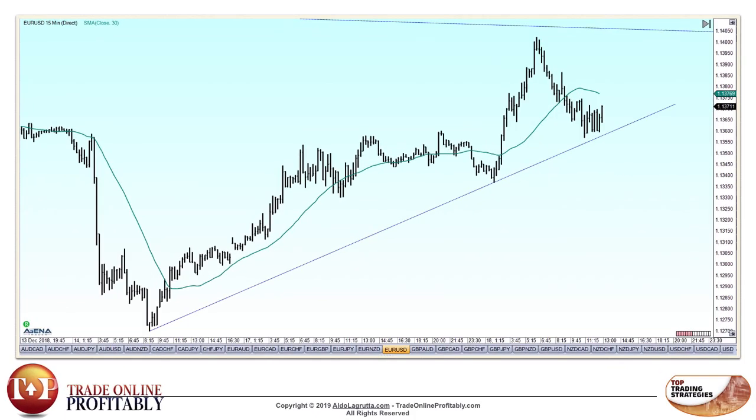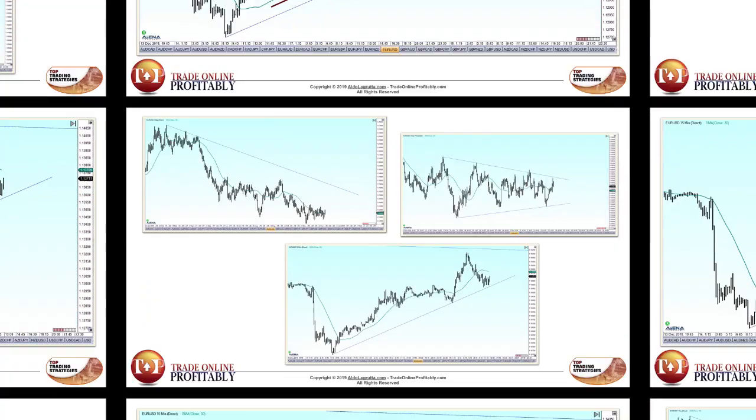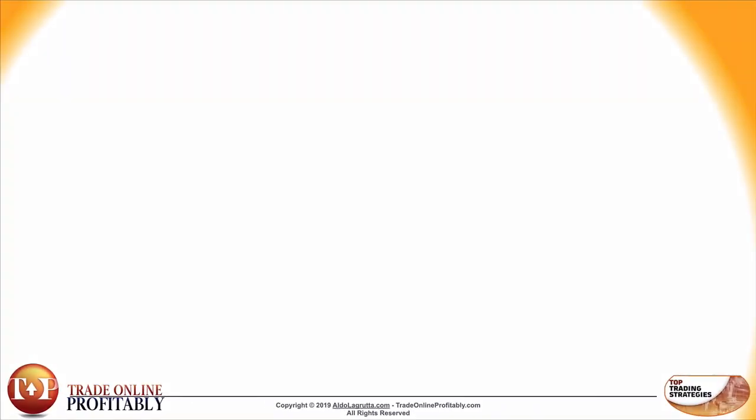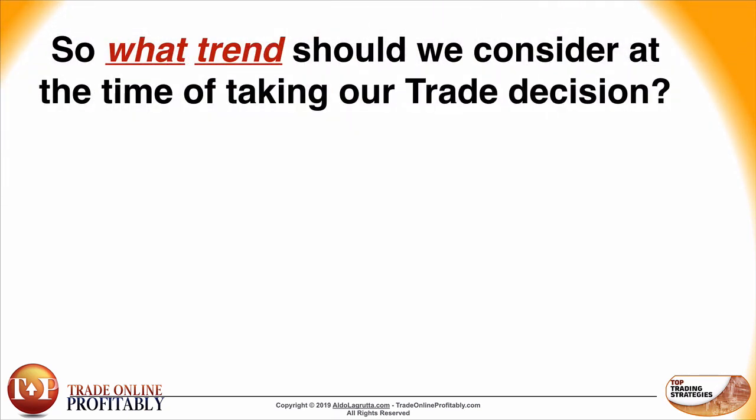Once we move to a smaller time frame, such as in this case, we are using a 15-minute chart, there we can see a clear uptrend defined by the 45-degree uptrend line and the slope of the moving average. These 3 charts of the same market viewed at the very same time show 3 different trends. The daily chart is in a downtrend, the 4-hour chart is in a sideways trend, and the 15-minute chart is in a clear uptrend. So what trend should we consider at the time of taking our trade decision?